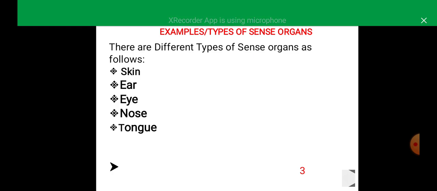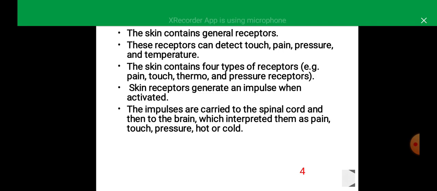Examples or types of sense organs. There are different types of sense organs as follows: skin, ear, eye, nose, and tongue, which we have mentioned in our introductory part of the presentation.